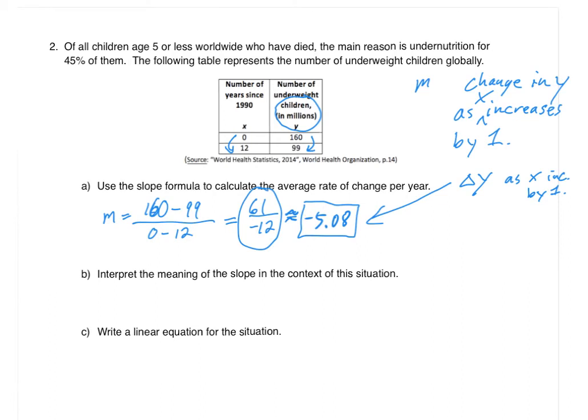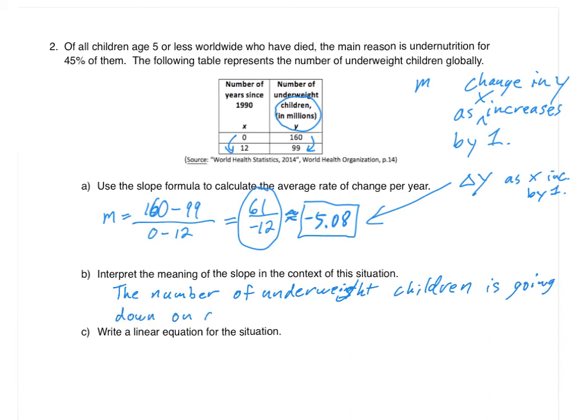So we can start describing the average rate of change by the number of underweight children globally is going down, again, because it's negative. On average, 5.08 million. And then again, change in y as x increases by 1. So x is representing the number of years since 1990. So as x increases by 1 means as you go up by 1 year. So since 1990, the number of underweight children is going down on average 5.08 million.